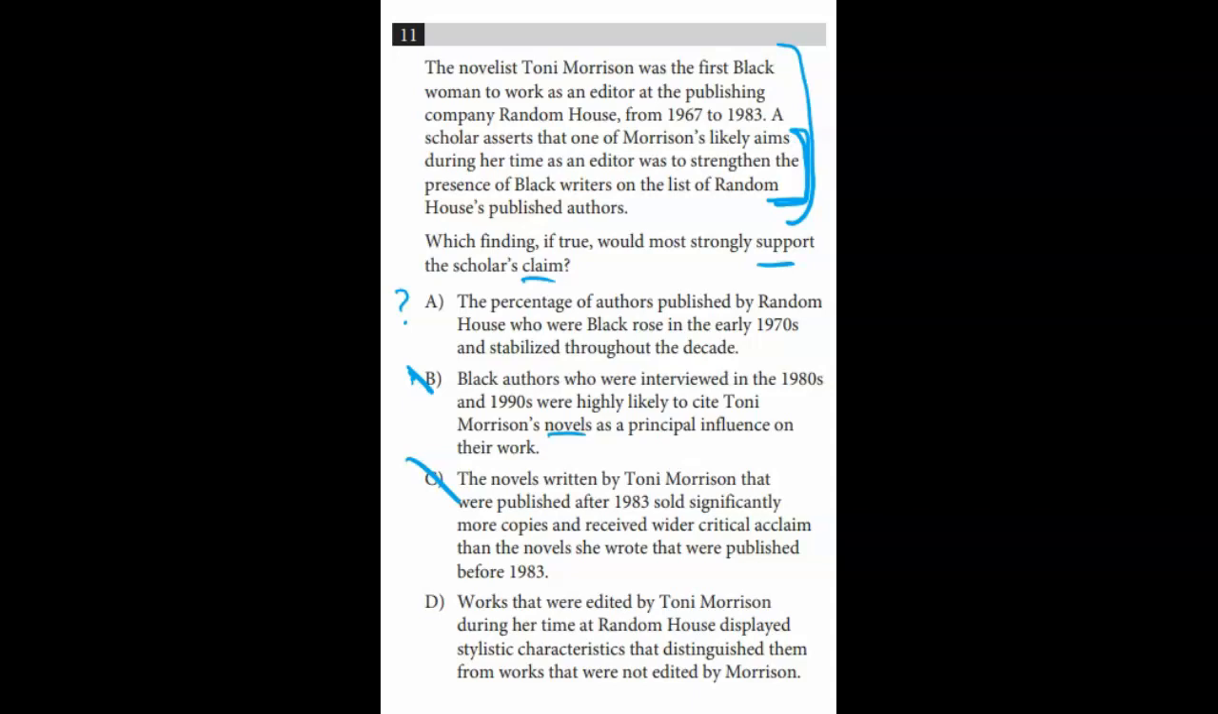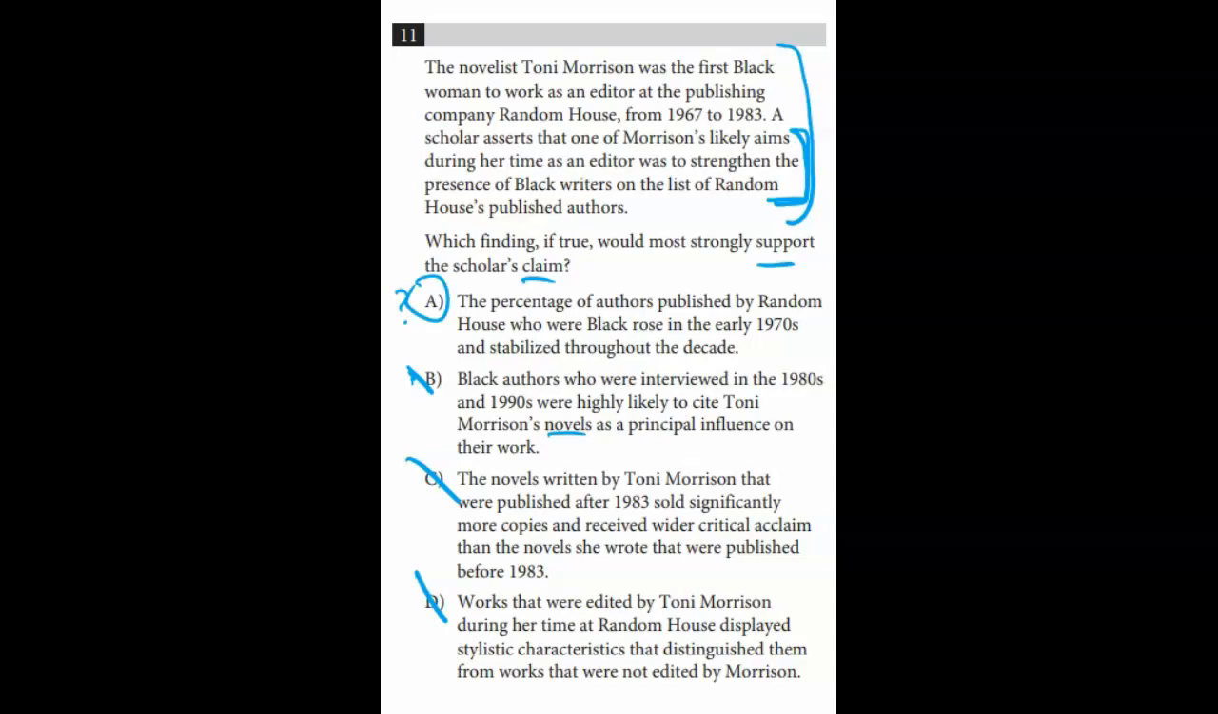D: Works that were edited by Toni Morrison during her time at Random House displayed stylistic characteristics that distinguished them from works that were not edited by Morrison. Now, that doesn't talk about her influence on black writers. So I'm going to say it's A.